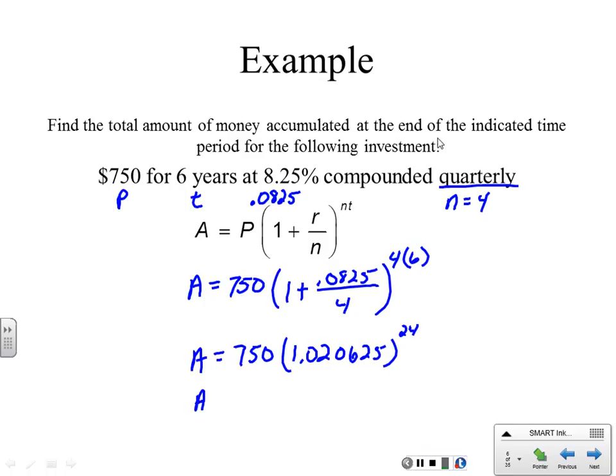What'd you come up with? 19 cents. Very good. Are we getting it in our calculator?